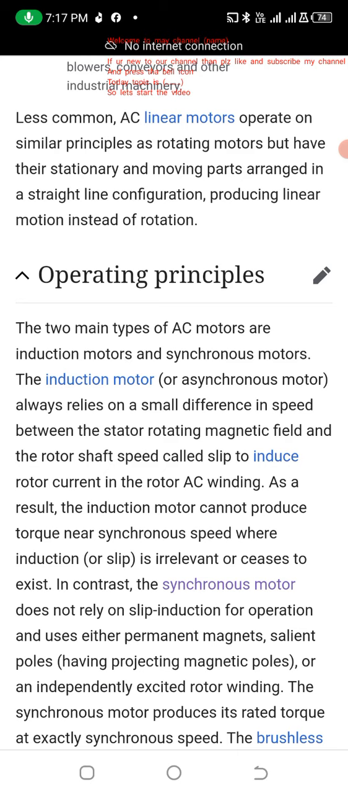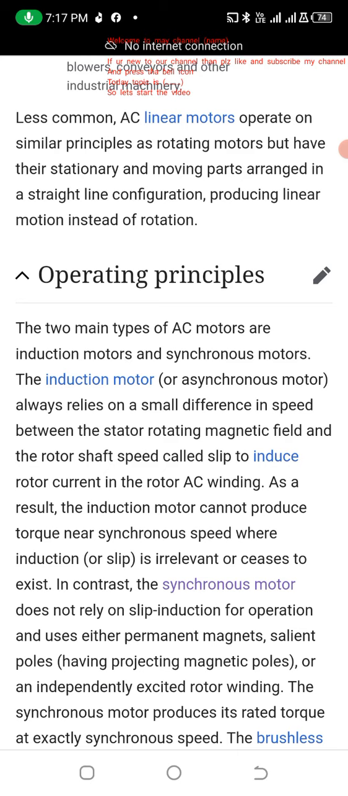The induction motor always relies on a small difference in speed between the stator rotating magnetic field and the rotor shaft speed, called slip, to induce rotor current in the rotor AC winding. As a result, the induction motor cannot produce torque near synchronous speed, where induction is irrelevant or ceases to exist.